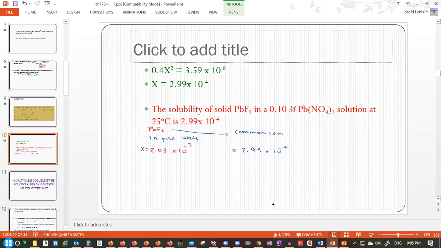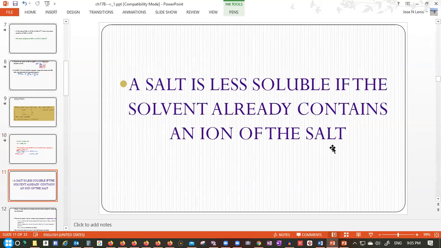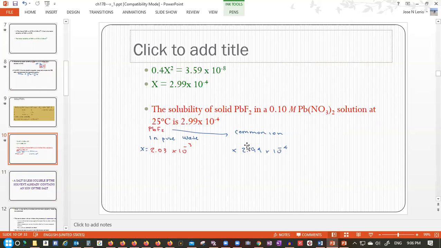So what happened? That effect is called the common ion effect. How did it affect? The salt is less soluble if the solvent already contains an ion of the salt. It's called the common ion effect. And we see it here. You see, the solubility decreased. And that makes sense. How do you explain that? Le Chatelier's principle.